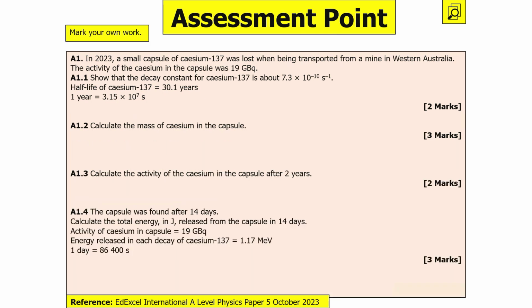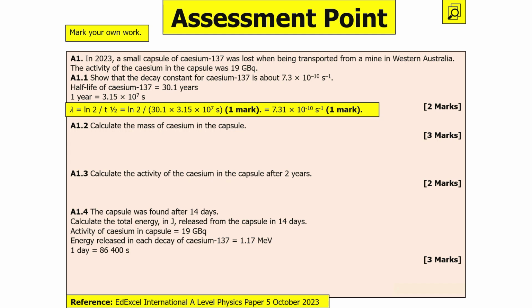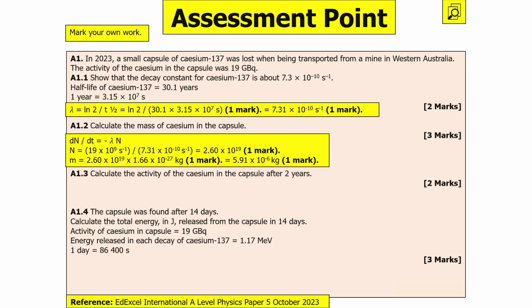Right, in our first one, we know lambda is equal to ln 2 over the half-life. However, the half-life needs to be in seconds, so we convert our 30 years into seconds. Pop in the values, you get 7.31 times 10 to the minus 10 seconds to the minus 1. We know activity is equal to lambda N, so therefore N is going to be equal to your activity divided by your decay constant. So you work that through to be 2.6 times 10 to the 19.